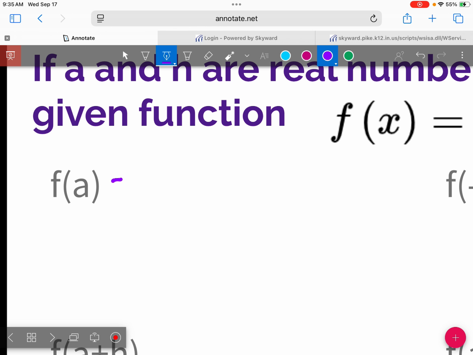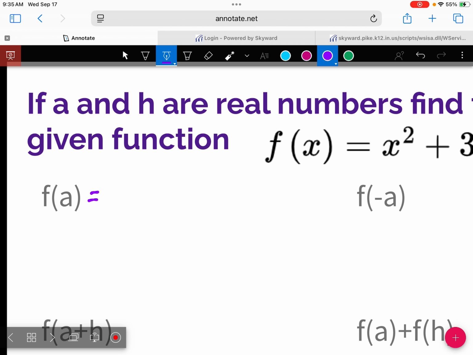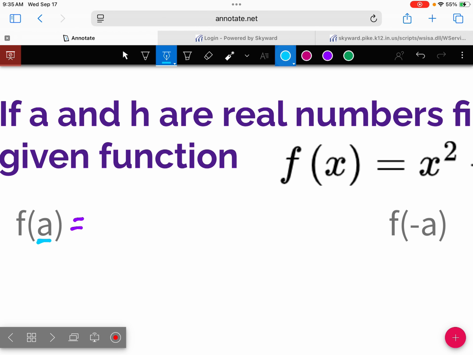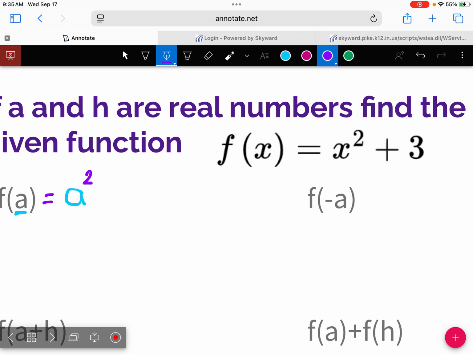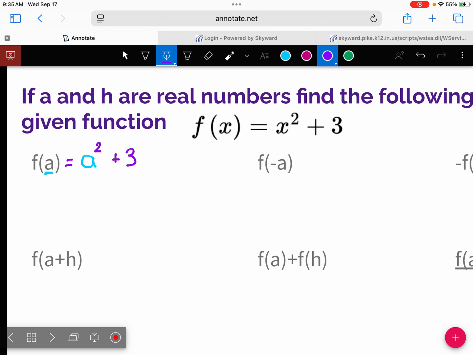So they start out pretty simple. If we have f of a, substituting just a in place of our x, we're going to start out with just having a squared plus 3. So that's our f of a.